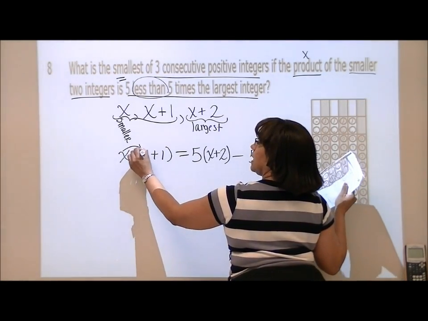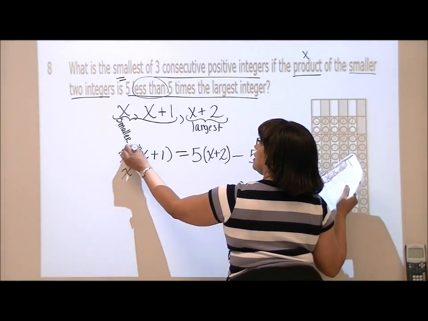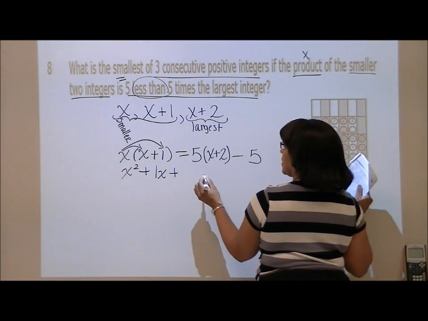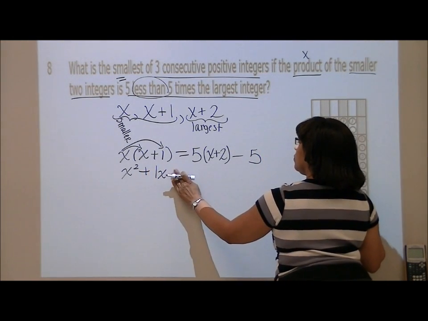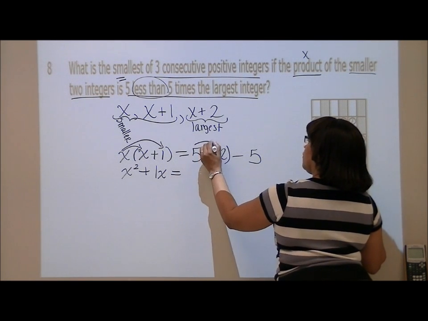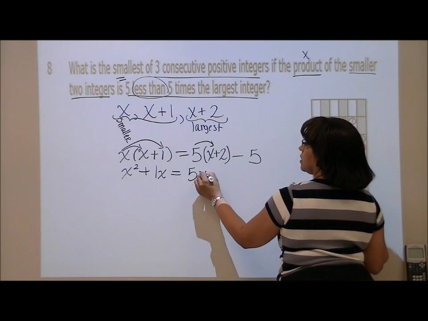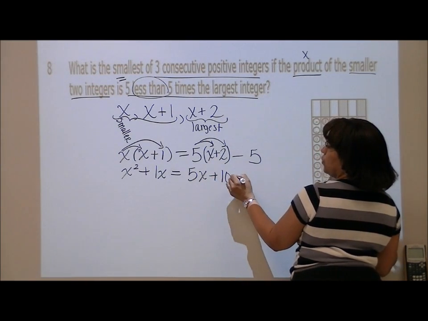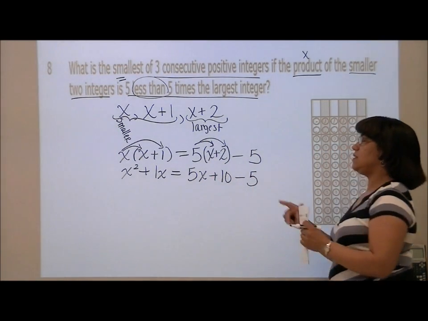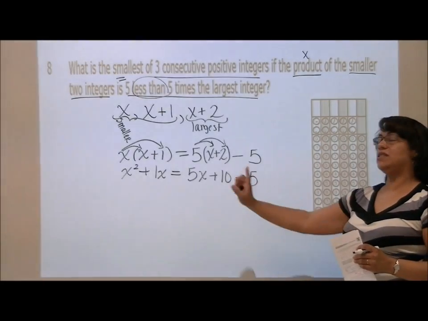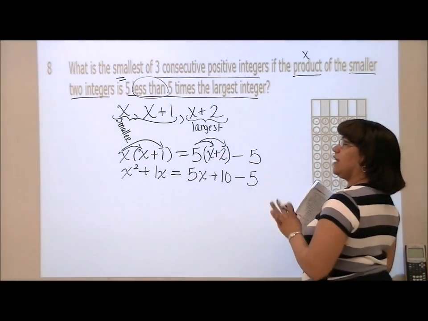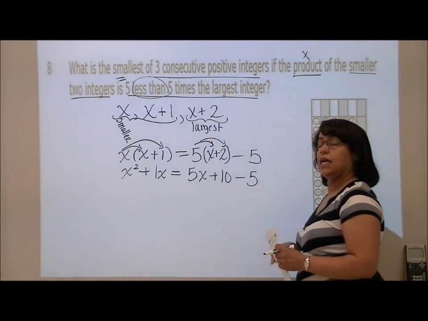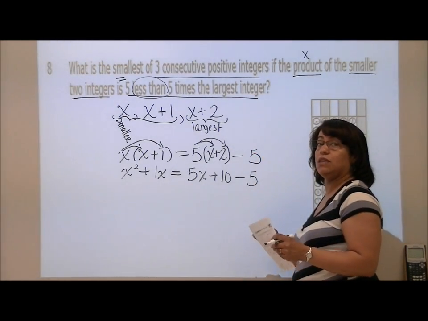So x times x is x to the second. X times 1 is 1x. We have distributive property. And then we have this is equal to 5 times x plus, don't forget to do 5 times 2. And then you bring down your minus 5. Since that's not in parentheses, you don't need to distribute this 5 to that. Now combine any like terms that you have, and since you have quadratic and you want to solve it, you have to set everything equal to 0.